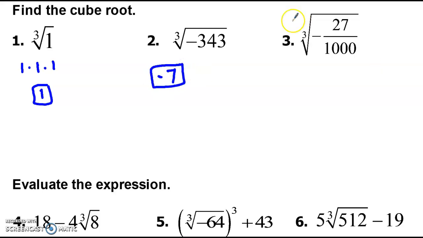And then here we have a fraction. So we're going to cube root the numerator and denominator separately. So we're going to have negative 3 over, what's the cube root of 1,000? Great, 10.